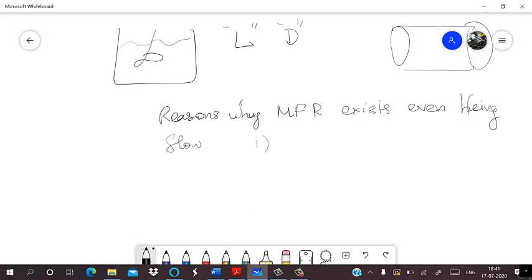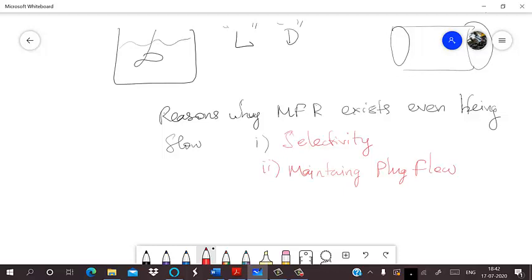So one is selectivity. The second is maintaining a plug flow is a challenge in most cases. As we told, to maintain a plug flow the velocity has to be very high, which means the L by D cannot be varied more than a limit. And the last thing is residence time, right? So these are the three reasons why we still have an MFR.